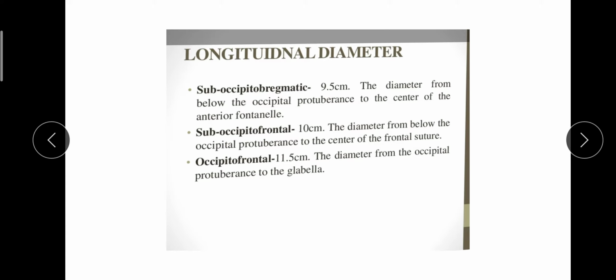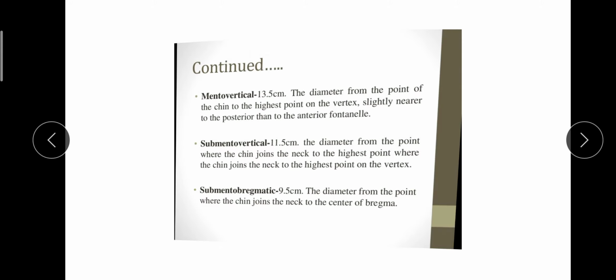Next we have the longitudinal diameters. The first one is suboccipitobregmatic, which is 9.5 centimeters in length, the diameter from below the occipital protuberance to the center of the anterior fontanelle. The second one is suboccipitofrontal, which is 10 centimeters, from below the occipital protuberance to the center of the frontal suture. The next one is occipitofrontal, which is 11.5 centimeters, from the occipital protuberance to the glabella.